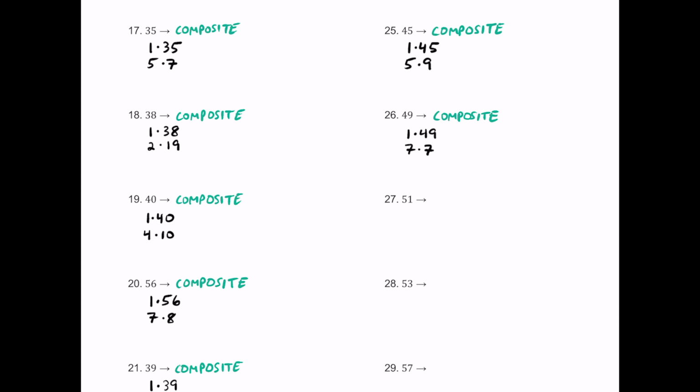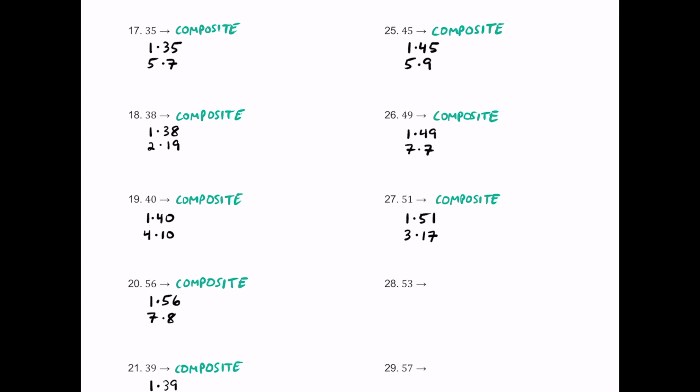For 27, we have the number 51, so we have 1 times 51. And a lot of people think this number is prime, but again, if you remember the divisibility rule for 3, if you add 5 plus 1, it's 6. So that is divisible by 3, so it turns out 3 times 17 is 51. So that makes this 51 a composite number. Be careful with that one.